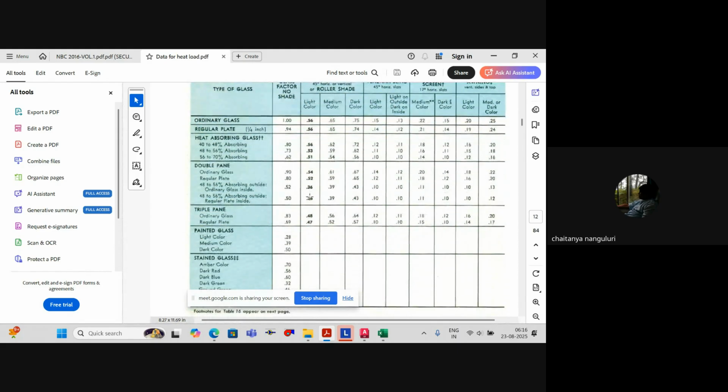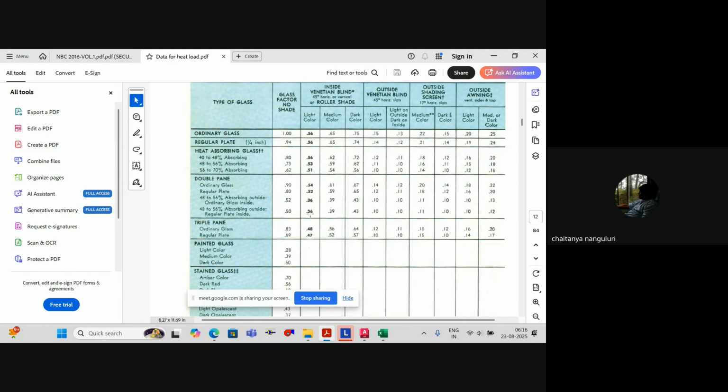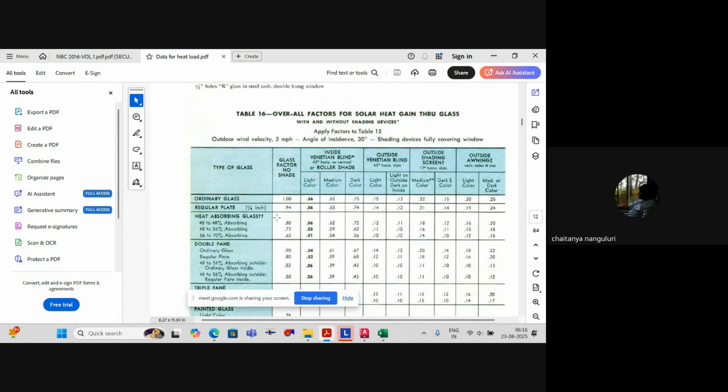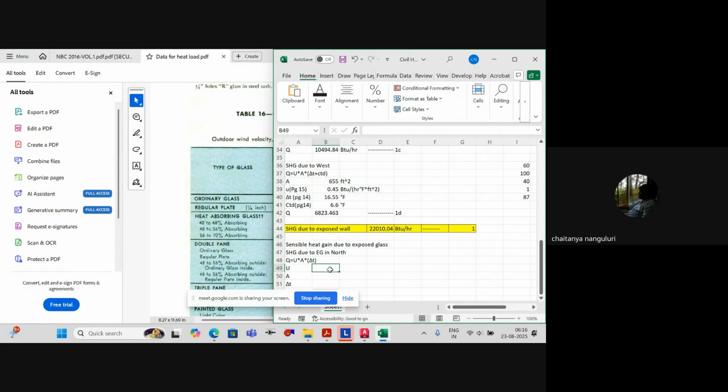Understood? Similarly, depending on the type of glasses, you have certain values. For example, if it's dark blue or dark red, according to the color of the glass, you also have your U factors. So for this particular point, I'll consider ordinary glass with a light curtain inside. Considering that, the value is 0.56 as my U factor. That is page number 12. What is the value? 0.56.